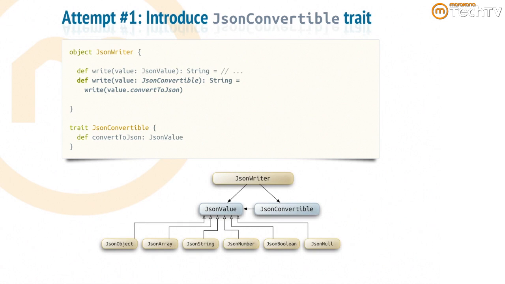Again, a look here at the dependencies. JsonWriter now has two dependencies instead of just one. It has a dependency on JsonValue and a new dependency on JsonConvertible. I think that looks fine so far.